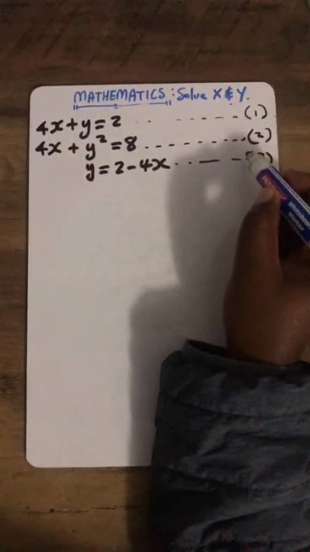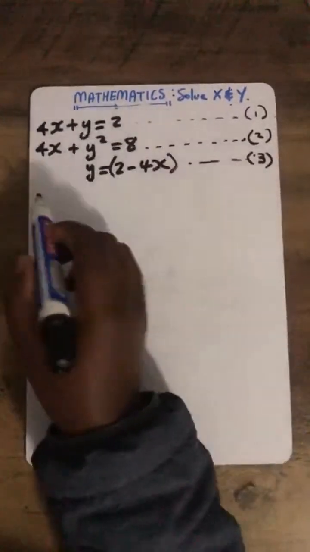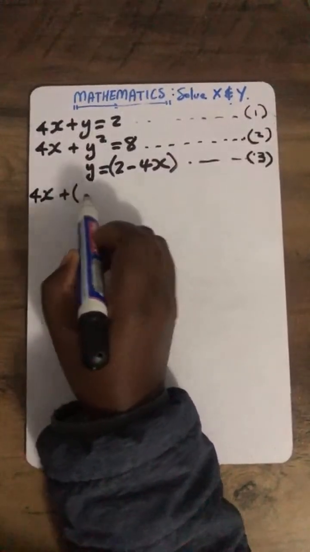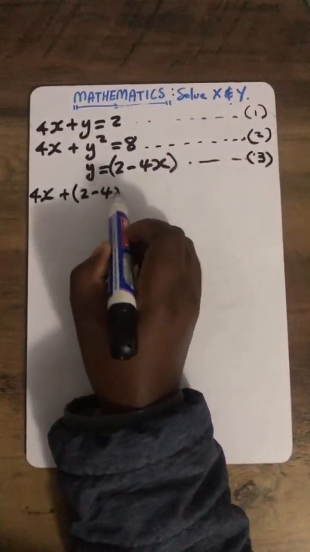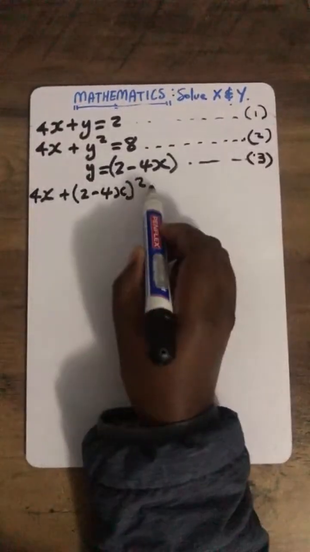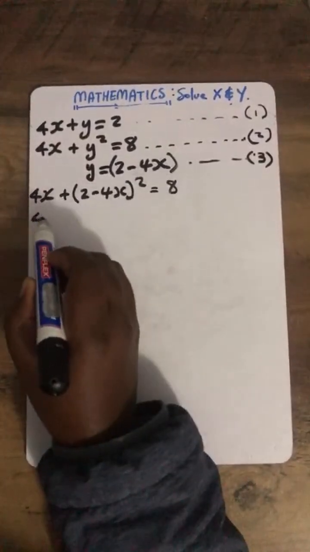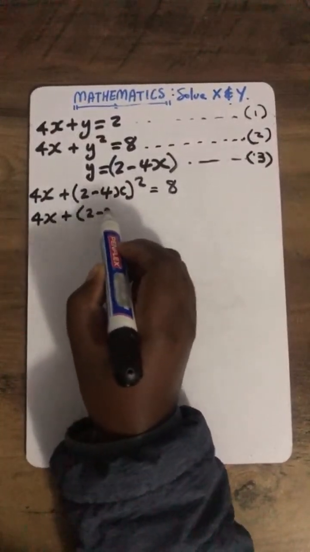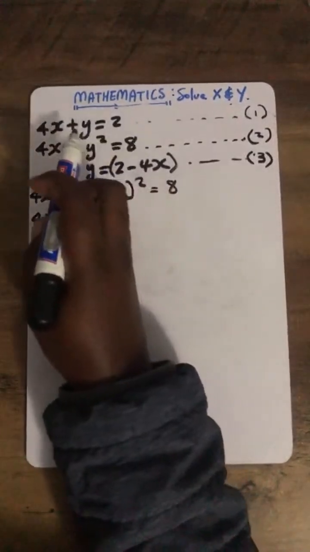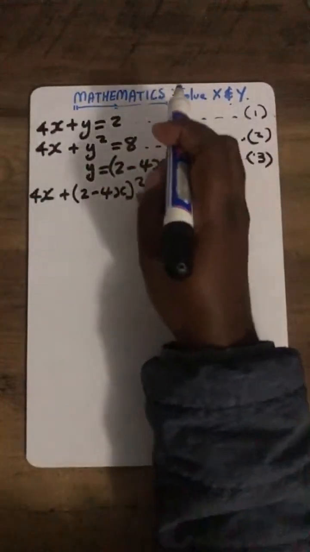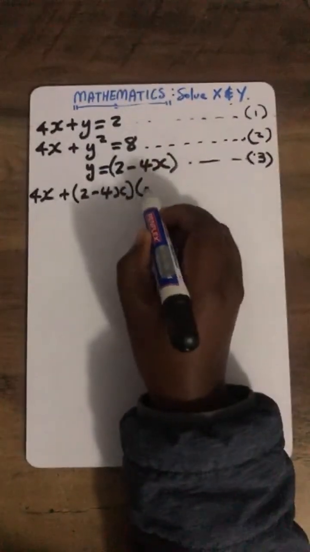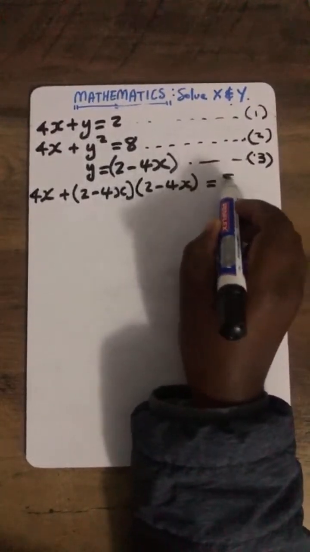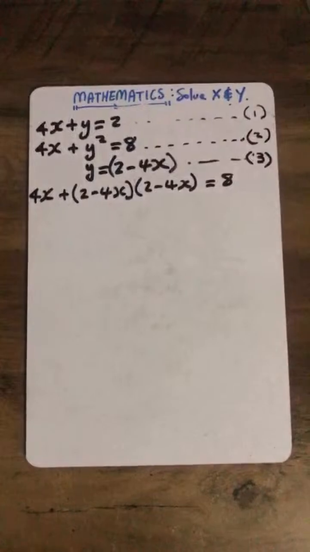So let's see where we see y, we are going to substitute that. So that means you already have 4x that you plus with 2 minus 4x that, and that is equal to 8. So you already have 4x plus, obviously, this is 2 of the same thing. For the sake of space, I will just say 2 of the same thing. That being equal to 8.